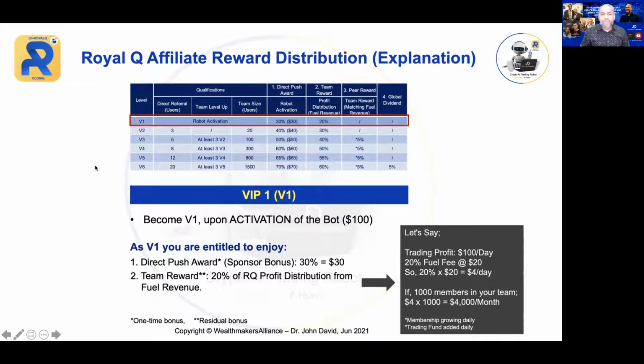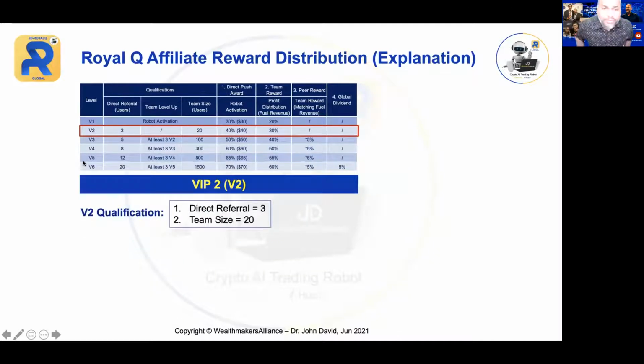That's for V1. Now, let's go for V2. To become a V2, the qualification is that you need 3 direct referrals. That's all. So now let me ask you, how many of you have more than 3 friends on Facebook, Instagram, and all the other social networks?